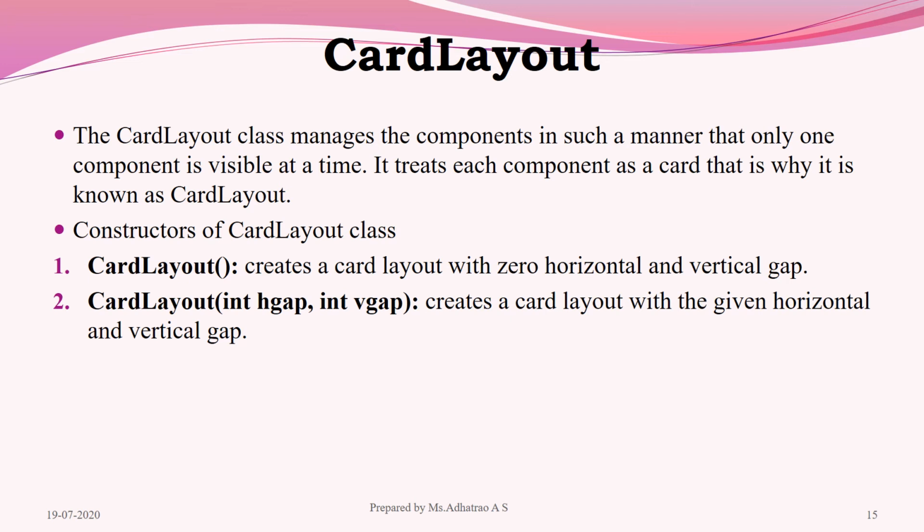The first component added to the CardLayout object is the visible component when the container is first displayed. That means suppose there is a stack of cards, in that stack the topmost card is the only one visible on the container or window. After clicking or performing some operation on that component, the second or third card will be visible. So this is the arrangement for card layout. Simply remember this as the example of card layout.